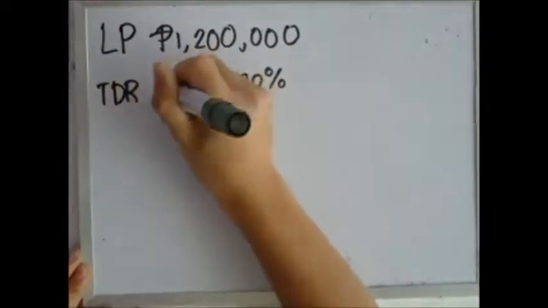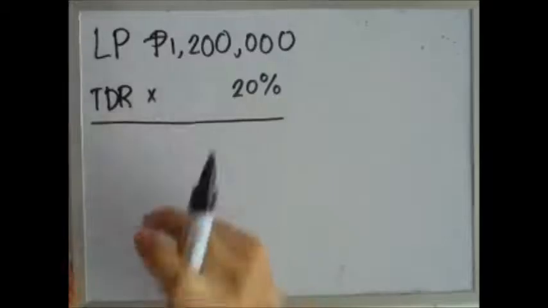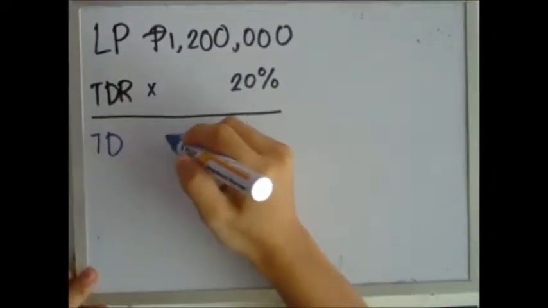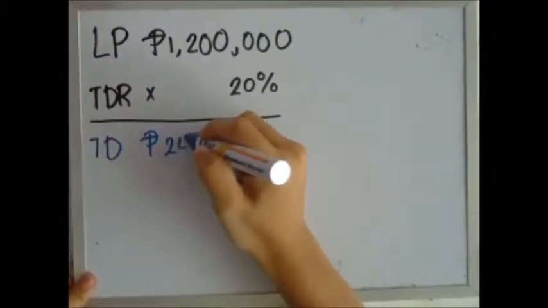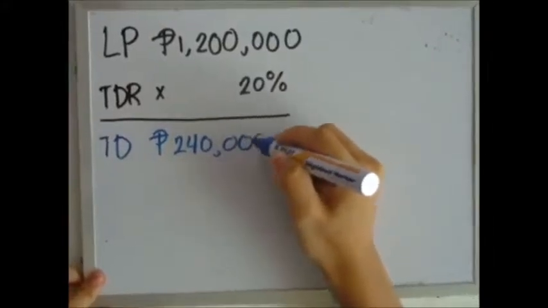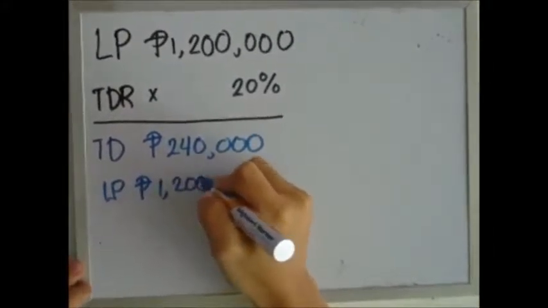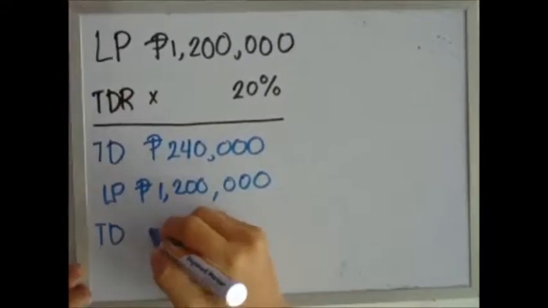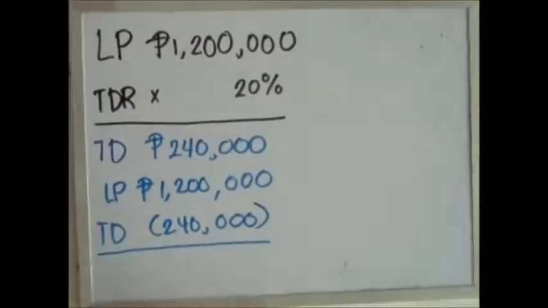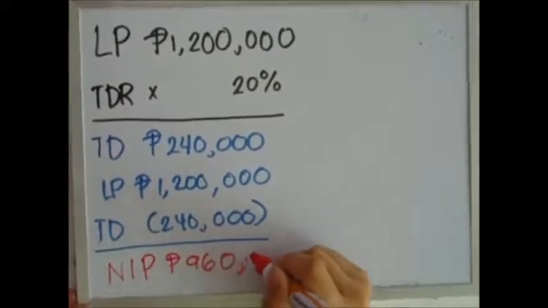So, we multiply 1,200,000 pesos by 20%, resulting to 240,000 pesos. Next, we subtract the trade discount amount from the list price. So, the net invoice price is 960,000 pesos.